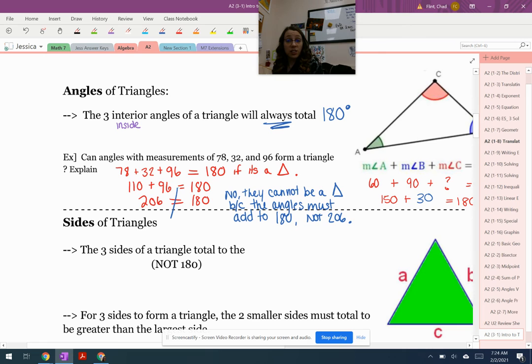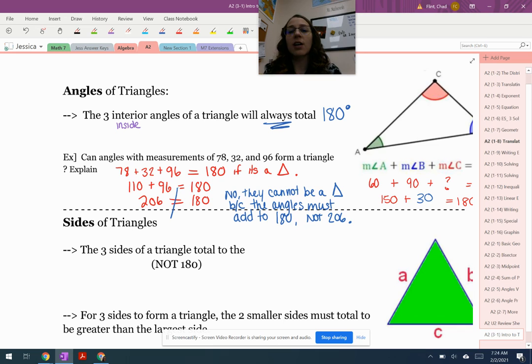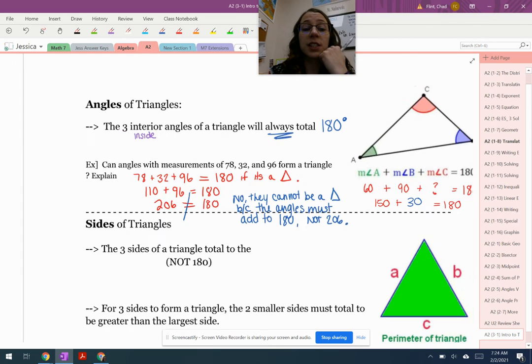Just like in our last unit, you had to explain all those relationships. You've got to explain the fact that a triangle has 180 degrees, and its interior angles or inside angles.